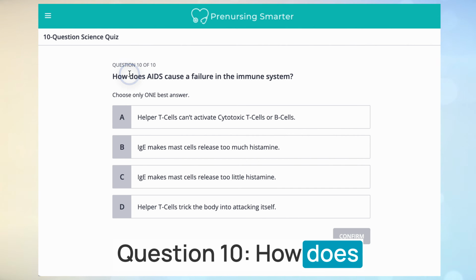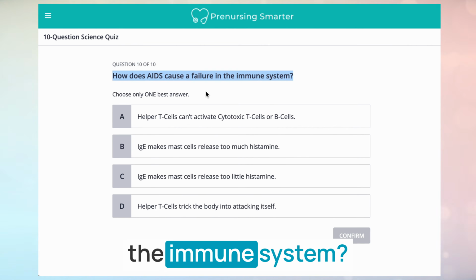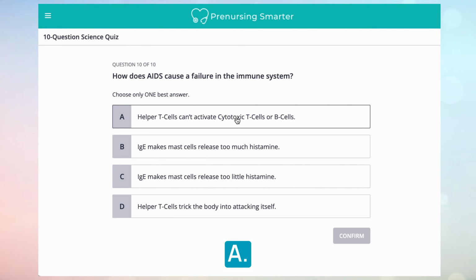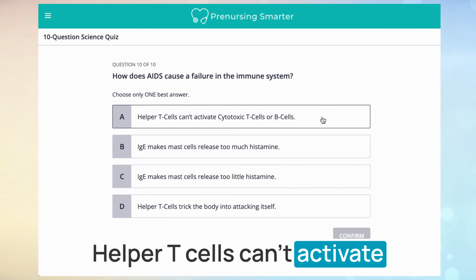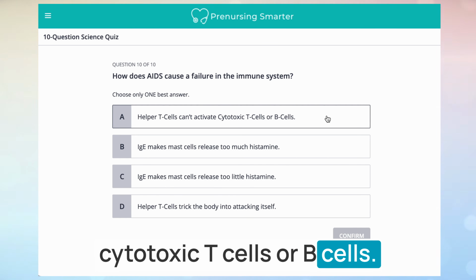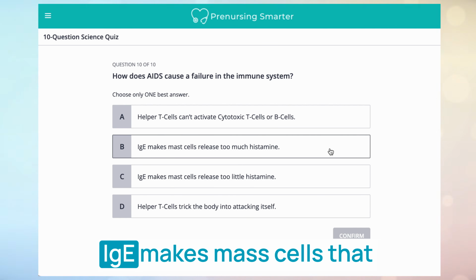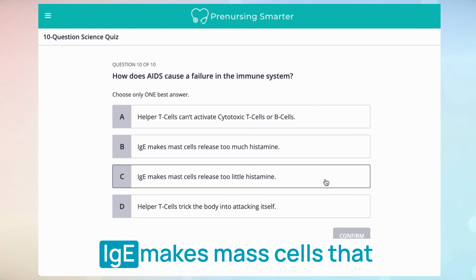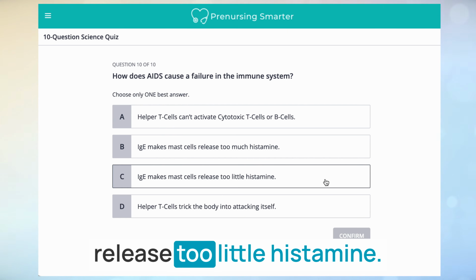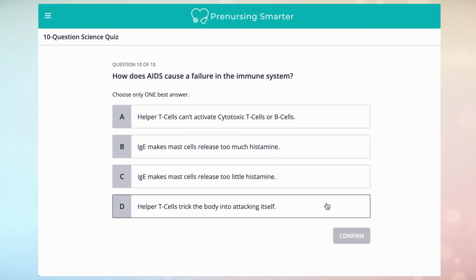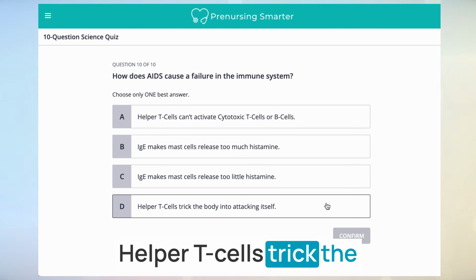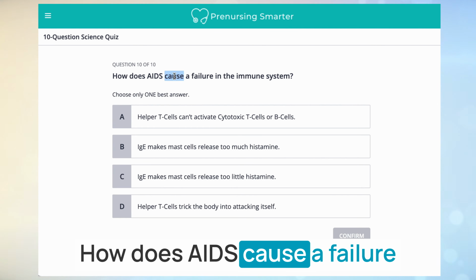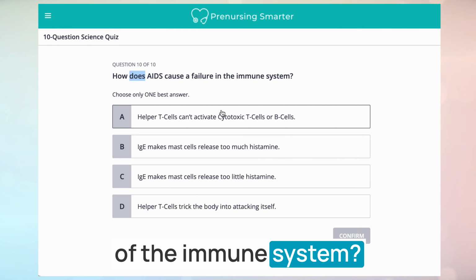Question 10. How does AIDS cause a failure of the immune system? Choose one best answer. A. Helper T cells can't activate cytotoxic T cells or B cells. B. IgE makes mast cells that release too much histamine. C. IgE makes mast cells that release too little histamine. D. Helper cells trick the body into attacking itself. How does AIDS cause a failure of the immune system?